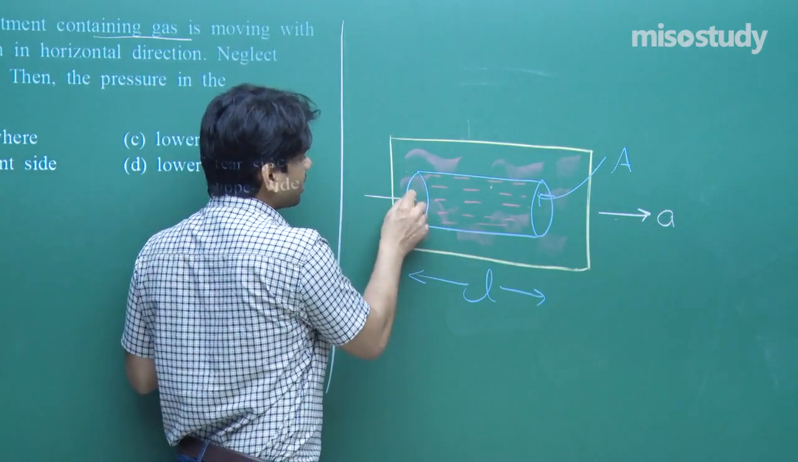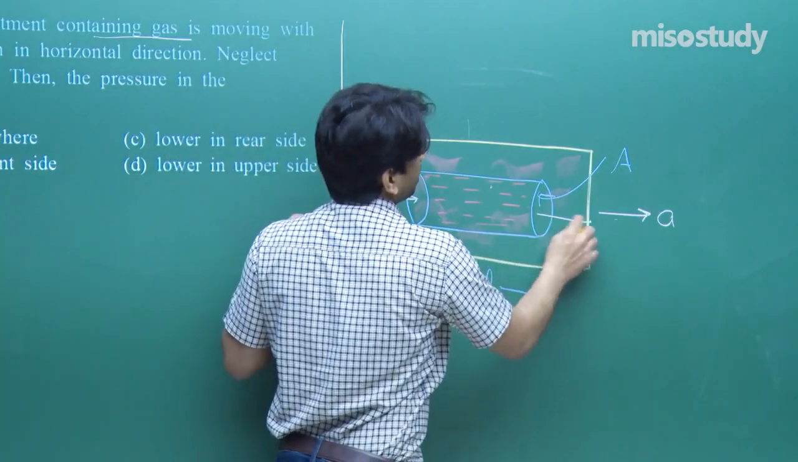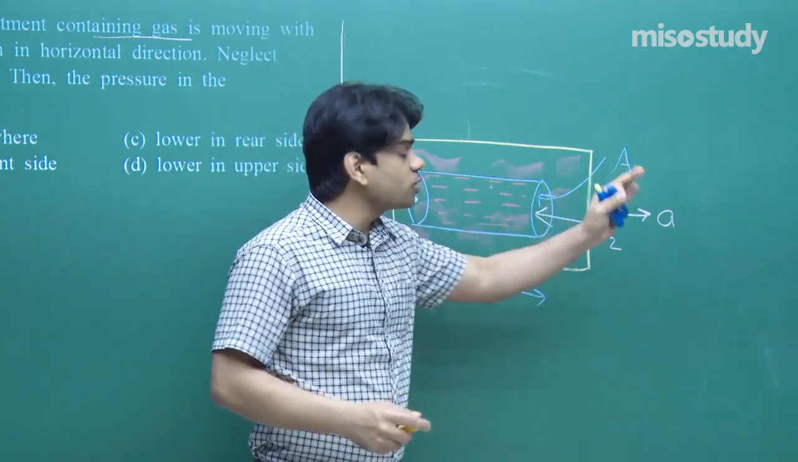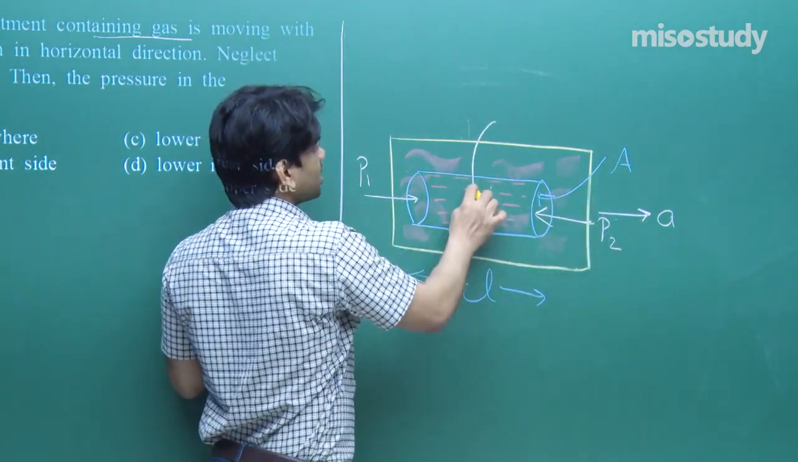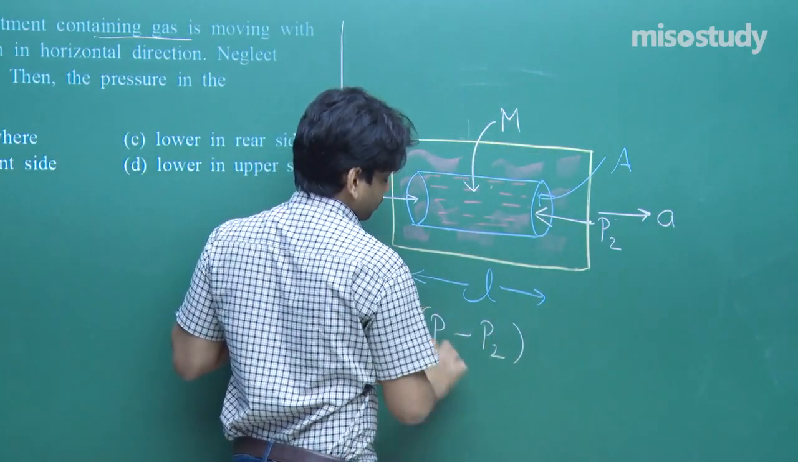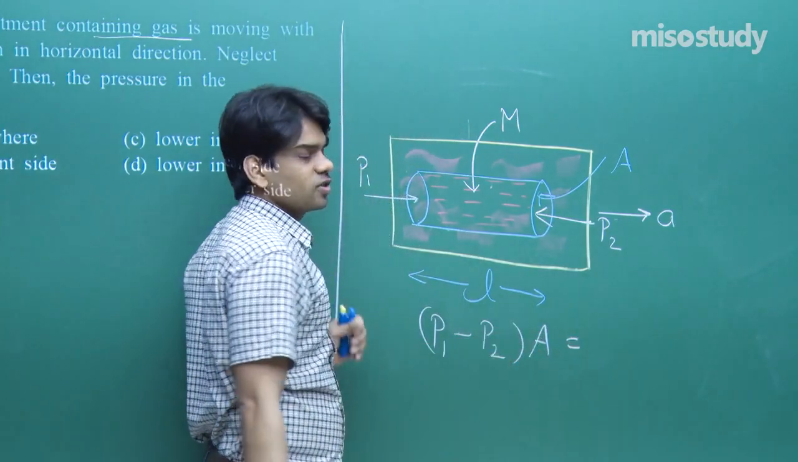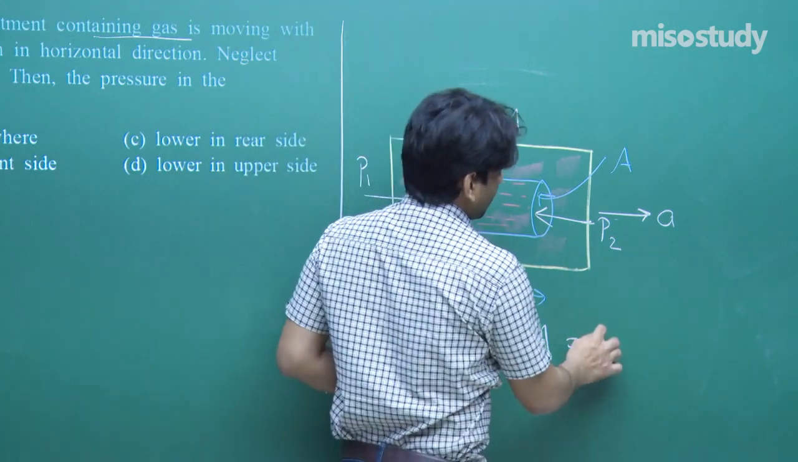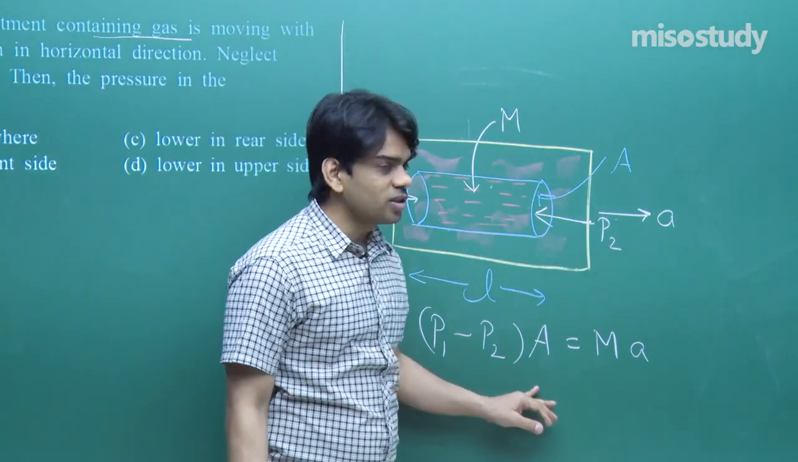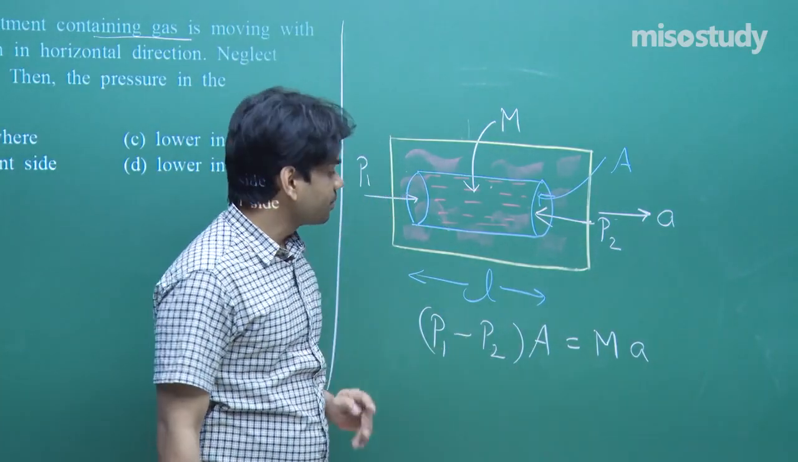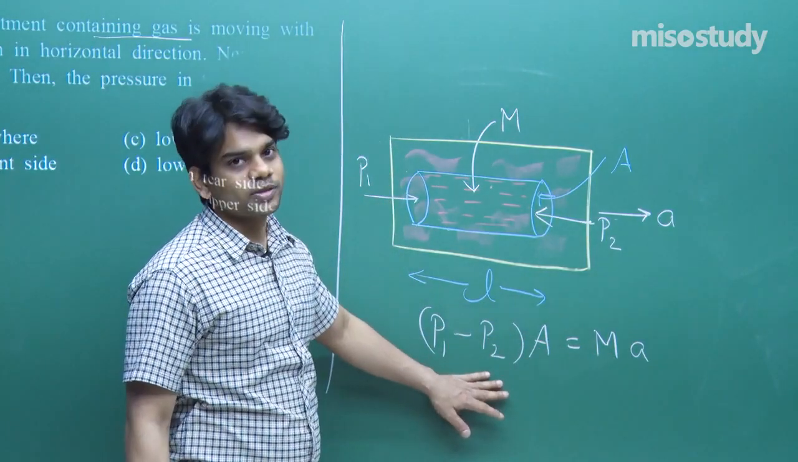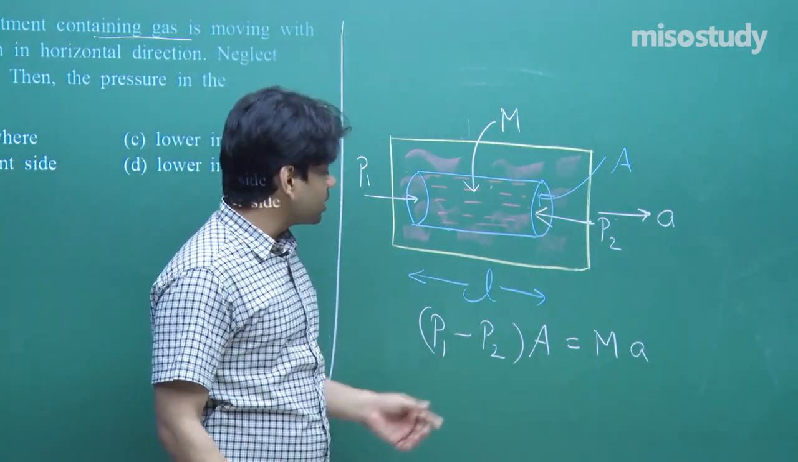So if I take pressure at this point as P1 and pressure at this point as P2, can we write net force is equal to mass into acceleration? If the mass of gas contained here is m, we can write that P1 minus P2 into A, pressure into area, pressure difference into area will give you the net force, is equal to mass into acceleration, m into a. Quite simple. Now here only we can comment on the difference in pressure. See, this entire term m into a is positive, that means P1 minus P2 has to be positive.